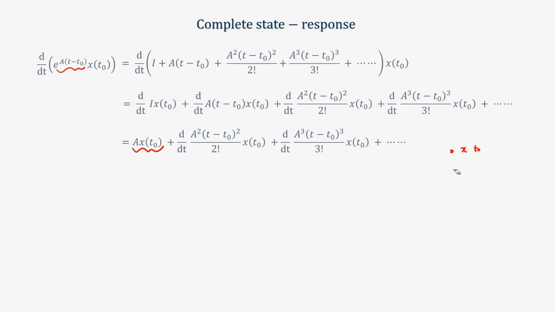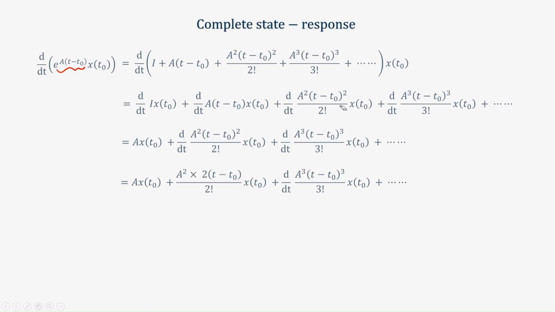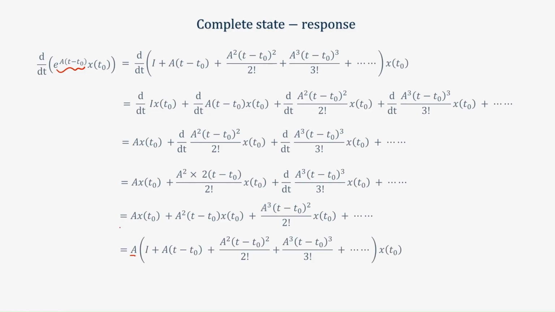Similarly, you can look at the next term. So, A squared remains as it is. So, the differentiation of this part will be 2 (t minus t naught), and this is what you will get: 2 (t minus t naught) by factorial 2 and x(t naught). Similarly, for the A cube part as well. So, this 2 and this 2 will cancel out. So, you can see that in this expression, this is n cross n, this is n cross n. So, from the left I can actually go ahead and take A common, and I can write down this expression in this form.